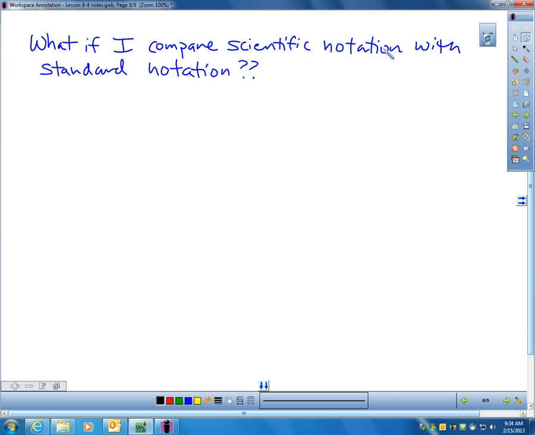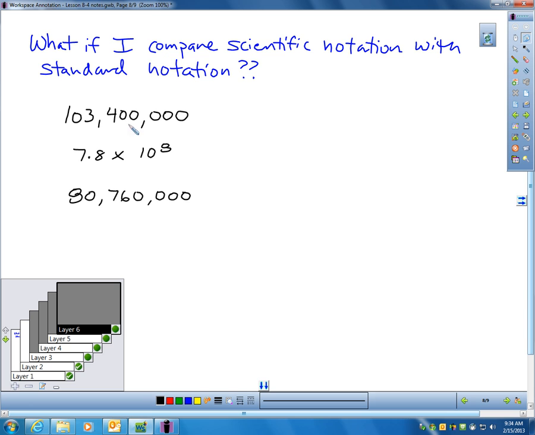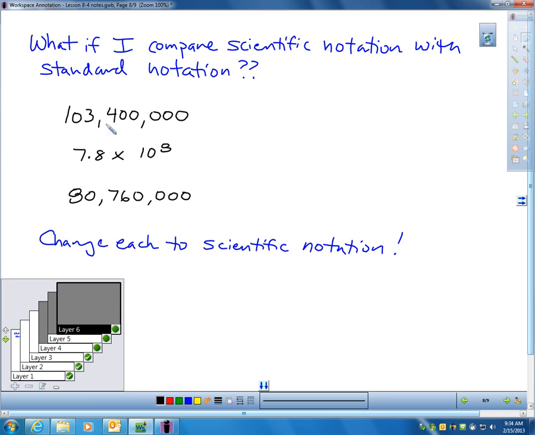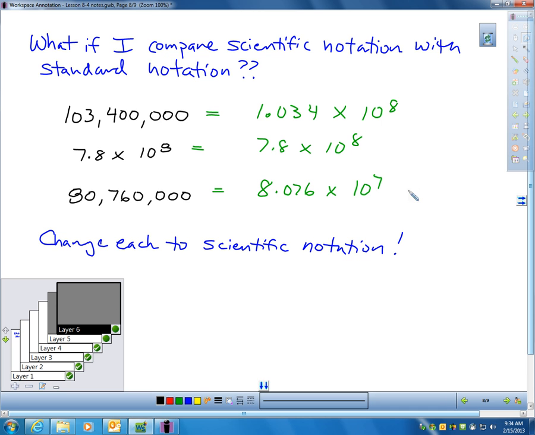So when I'm comparing numbers in scientific notation with those in standard notation, how do I tell which is bigger? A couple things you can do. You can either put all three numbers in standard notation, or you could just quickly, and this is what I do, put everything in scientific notation real quick. I just rewrote this in scientific notation. That's already in scientific notation, and this one I'll write in scientific notation.